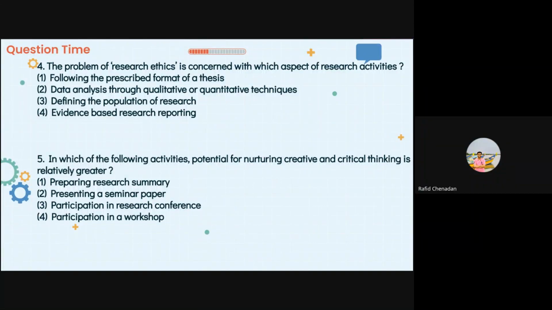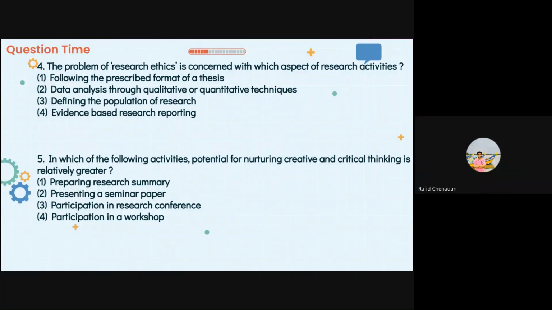And let's say preparing a research summary. Preparing a research summary is definitely a creative task. It involves critical thinking, but it's something that you are doing yourself. And the problem is when you make a summary yourself, you may not really get input from others, from other researchers, other scholars. So that is very important. So we can remove summary. Let's go to option 2.